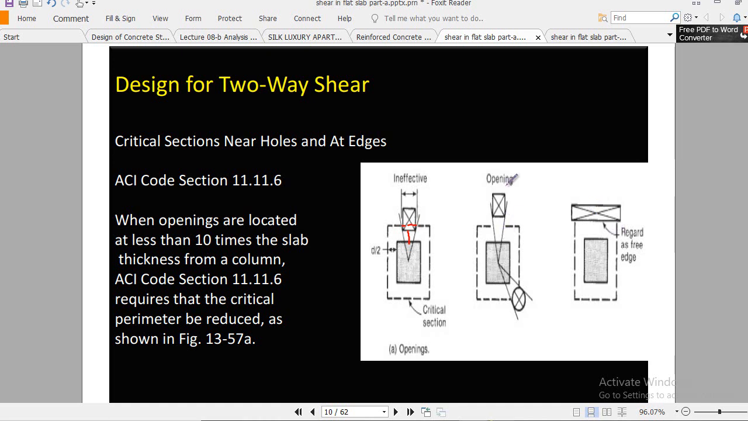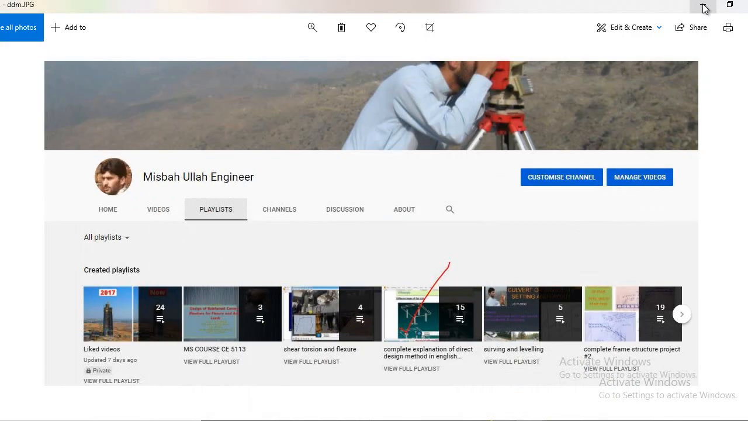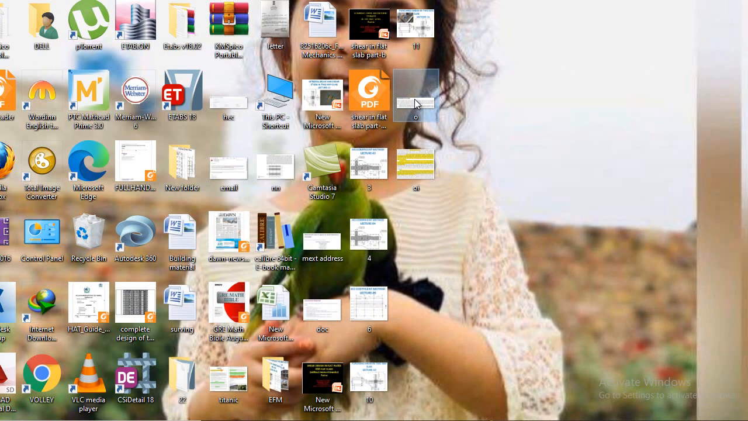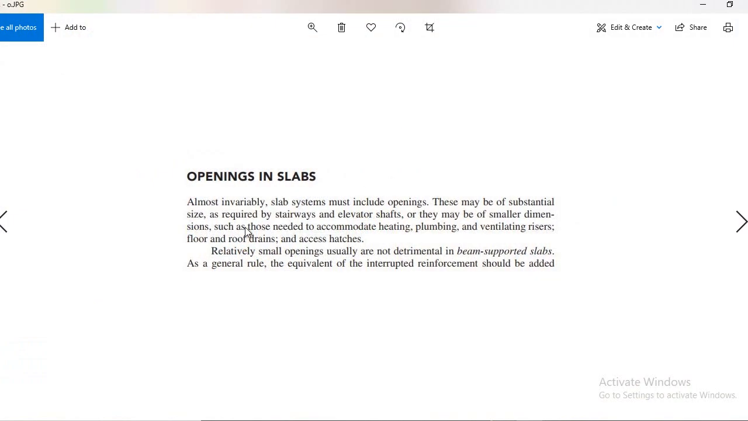Remember, there are so many cases. For example, let me share that document. You see here we have to provide stair and elevator shafts, and for ventilating purposes we have to provide these openings. Similarly, relatively small openings usually are not detrimental in beam supported slabs. In beam supported slabs this is not dangerous, you don't worry about this. But as a general rule, the equivalent of the interrupted reinforcement should be added.